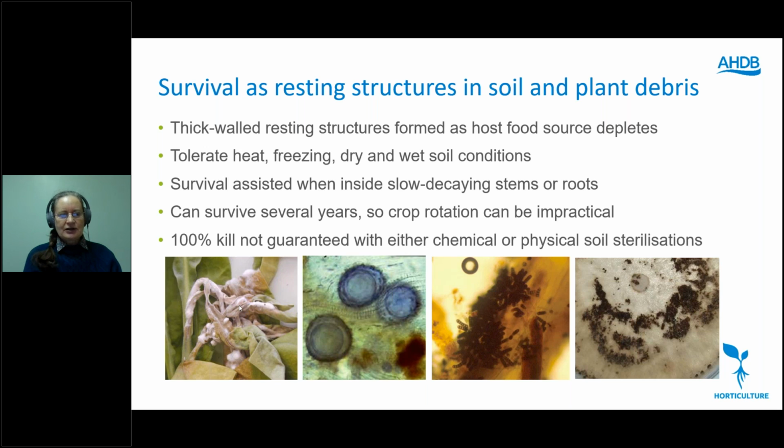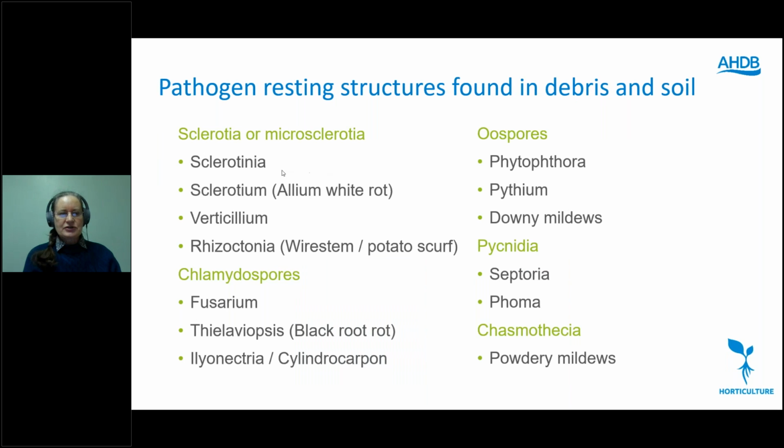On this one, it's sclerotinia on stalks. Those little lumps are forming sclerotia. The Pythium oospores. This is chlamydospores of black root rot Thelaviopsis. And this is Rhizoctonia black scurf on an agar plate. So there's some various pathogens and the resting stages that they have. So if you have sclerotinia, you have sclerotia. Verticillium also has microsclerotia. We heard that Fusarium has chlamydospores. There's also other pathogens that do. And then the oomycetes have oospores, Pythium, Phytophthora, but also the downy mildews, and also pathogens such as Septoria on celery will have pycnidia.